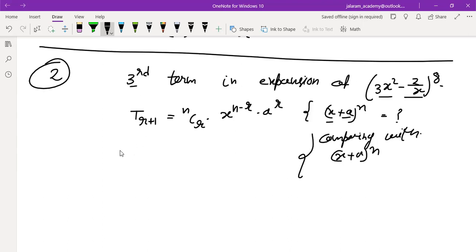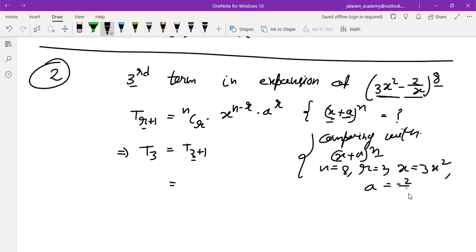And we have to find the third term, means T3. T3 means we should write it as T2 plus 1. We have to find the third term, so in place of r, we are writing 2. So the value of r is 2, the value of n is 8. n is equal to 8, r is equal to 2, x is equal to 3x square, a is equal to minus 2 by x. Sir, understood. Now we will substitute all these terms in this general formula.